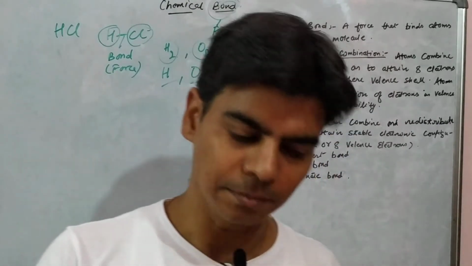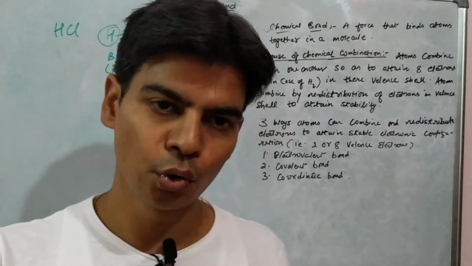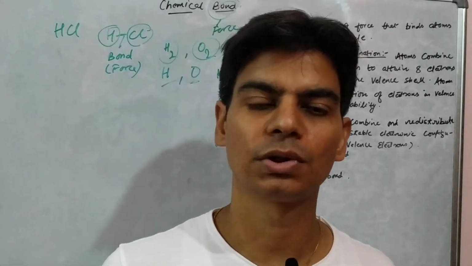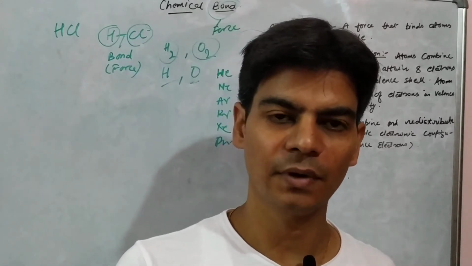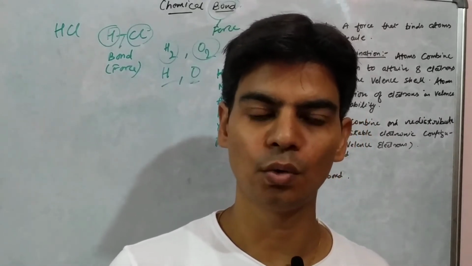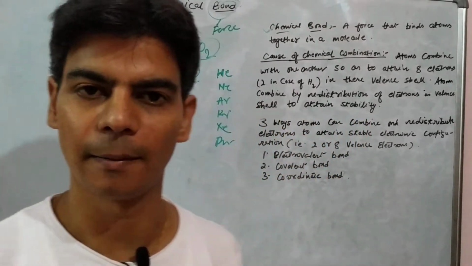If atoms have 2 or 8 electrons in their outermost shell, they are defined as stable. Whereas if atoms do not have 2 or 8 electrons in their outermost shell, they are regarded as unstable.